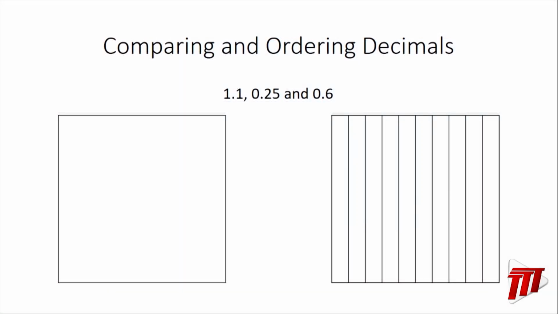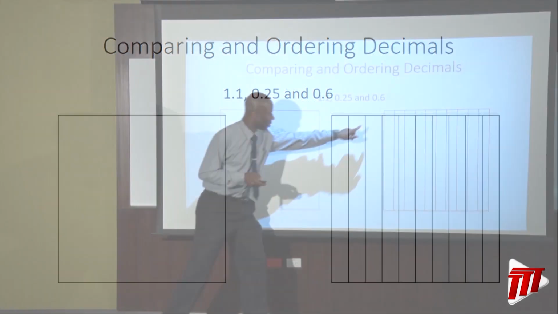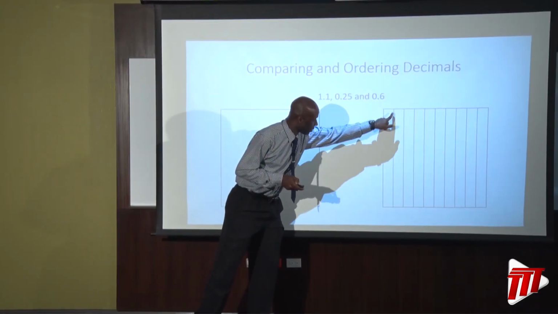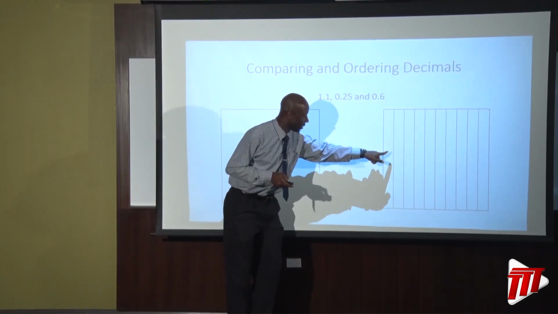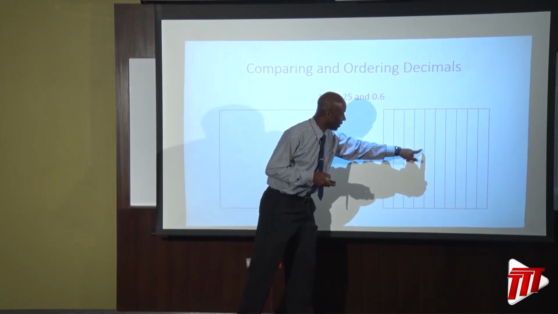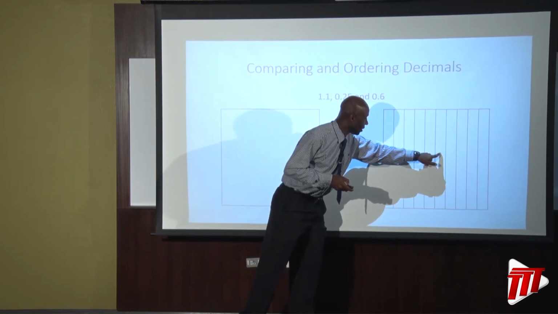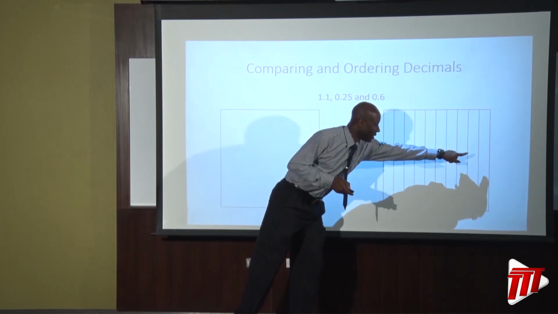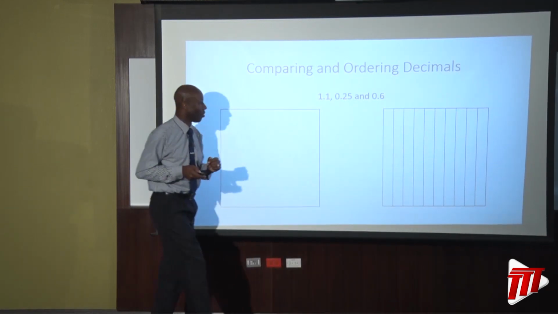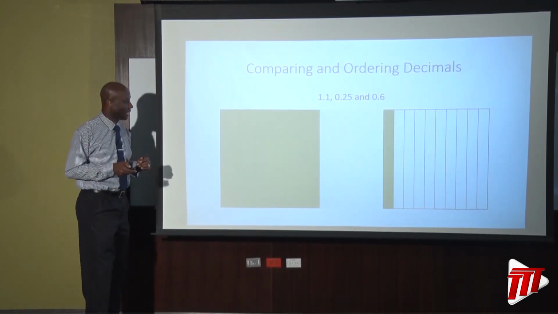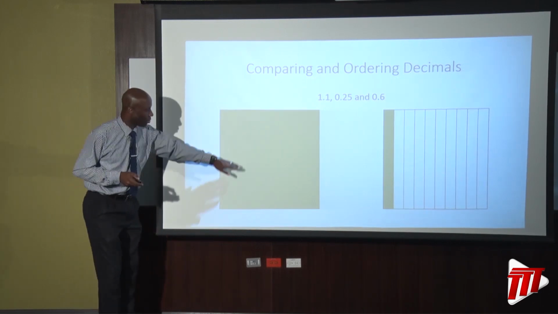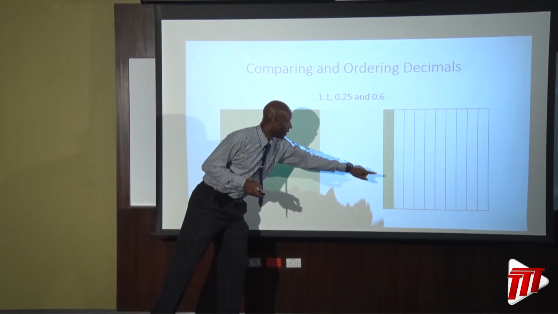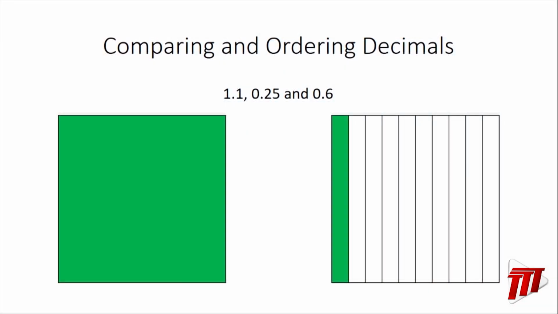So each section is 1/10. That's 10 tenths in all. So that 1 1/10 would be 1 whole and 1/10. Next, I'm going to represent 6 tenths.